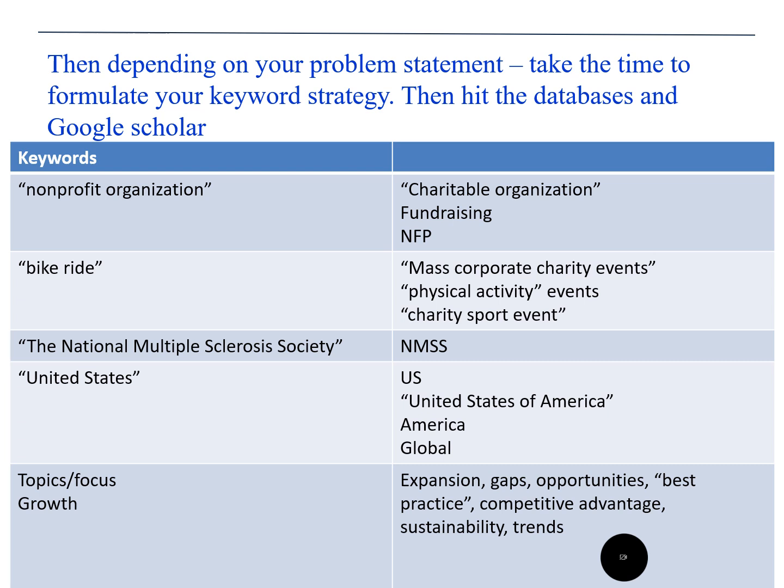And then, depending on what you're choosing to focus on, or the topic that you're going to create a problem statement around, you would start to use some focus words like growth, expansion, gaps, opportunity, best practice, competitive advantage, sustainability, and trends. Depending on what your problem statement is, your focus and topic words will be slightly different, but this is just an example to get you started.